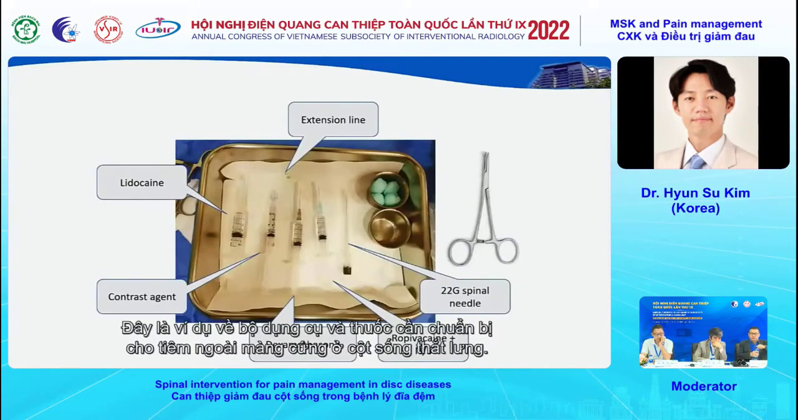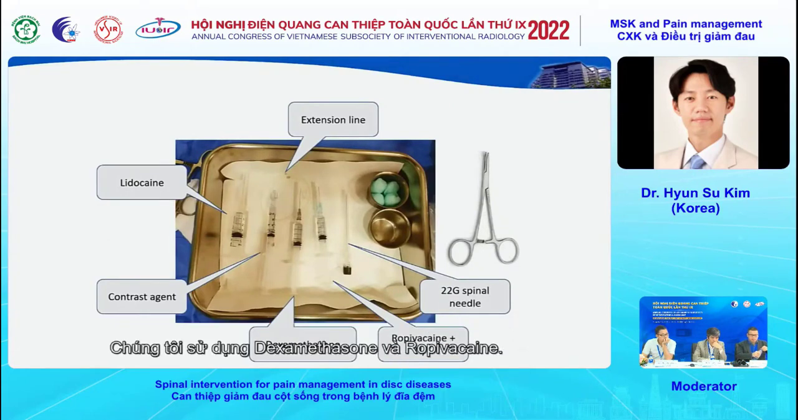This is an example of a prepared set of agents for spinal epidural steroid injection into the lumbar spine. We use dexamethasone and ropivacaine, and we use a mosquito clamp to handle the needle in order to avoid radiation exposure to the hands.